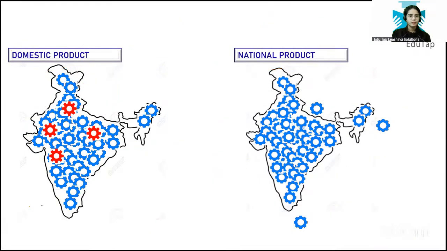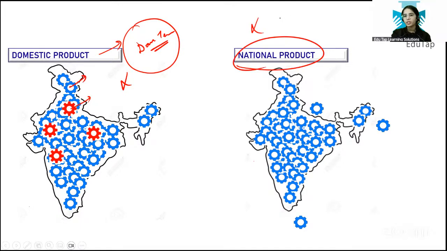Any confusion here? Yes, Avantika, correct. Chalo. Domestic product includes whatever is being produced in the domestic territory of our country. It doesn't matter who is producing it, a normal resident of India or a non-resident of India. For national product, it doesn't matter where the production is happening, the place doesn't matter, but it should be produced by the normal resident of India. Okay.